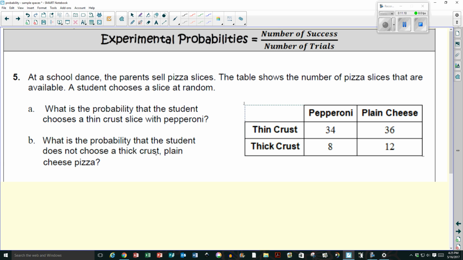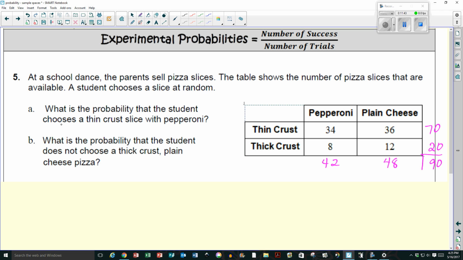All right, now experimental is when you actually go through and do an experiment and you calculate how many times things are happening. So we want to sell some pizza at a school dance. So the first thing we need to do with our table is we need to calculate totals. So we have 42 pepperoni slices and 48 cheese slices. We have 70 thin crust and 20 thick crust, leaving us with 90 pieces of pizza.